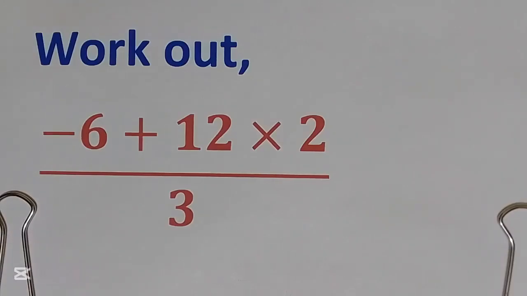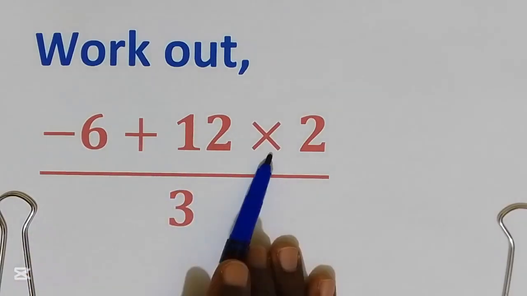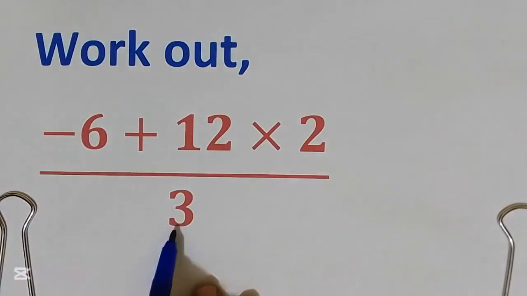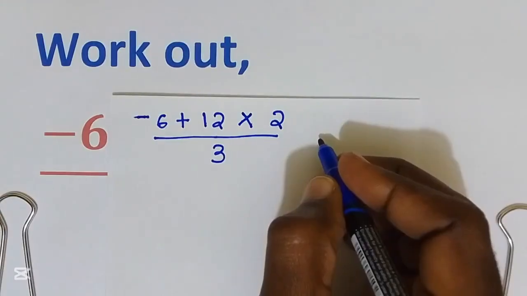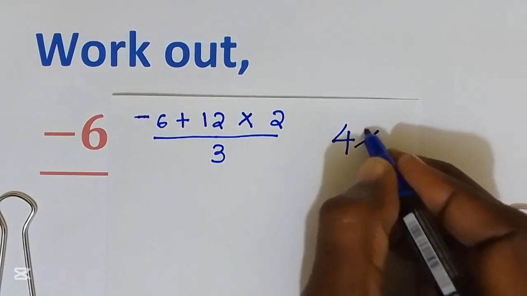Let us do this question. Minus 6 plus 12 multiplied by 2 over 3. Most people end up getting the answer equal to 4, which is wrong.